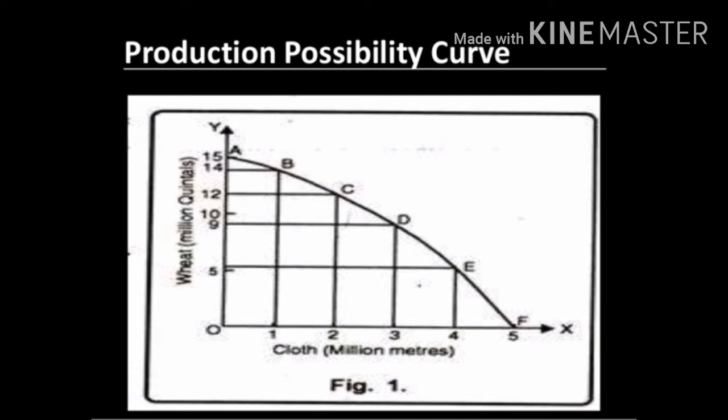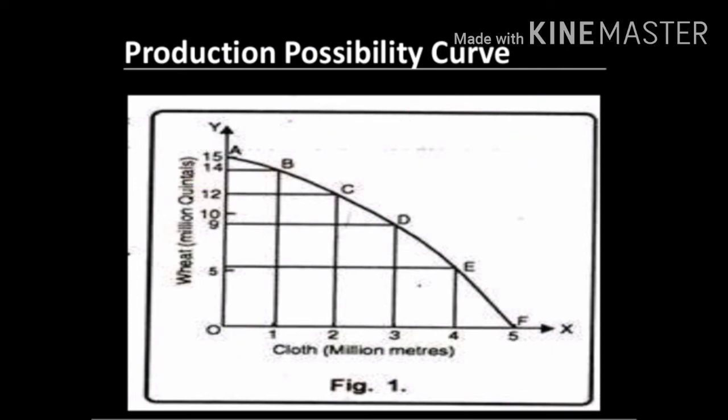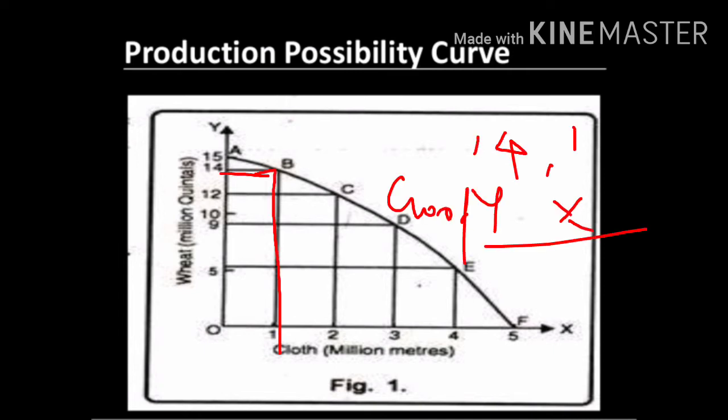and 5. Here is the production possibility curve, which is drawn using the production possibility schedule, which is shown in the previous slide. So the x-axis shows cloth production, the y-axis shows wheat production. So the combinations are shown as A, B, C, D, E and F. In the first combination, when wheat production is 15, the cloth production is 0. So it is touching the axis. Next, when the wheat production is 14, the cloth production is 1.